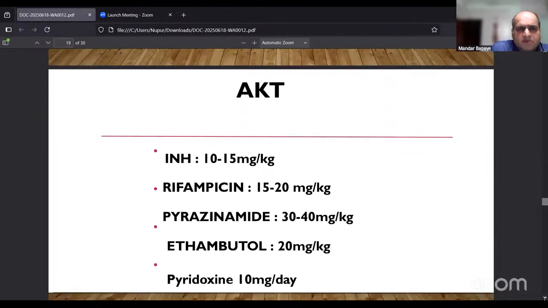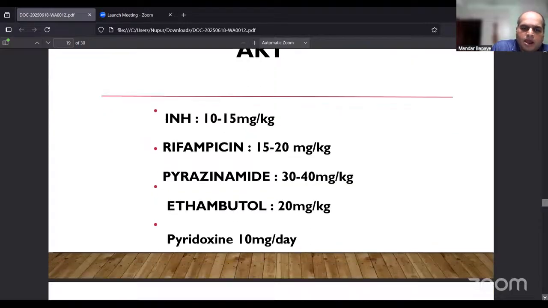So there are preparations. We talk about anti-tuberculosis treatment. Again, primary line of management: INH, rifampicin, pyrazinamide, and ethambutol. The dose, everyone knows, is 10 to 15 milligram per kilogram. 15 to 20 milligram per kilogram is rifampicin. 30 to 40 milligram per kilogram is pyrazinamide, and ethambutol is 20 milligram per kilogram. It is to be given before breakfast, and don't forget to write pyridoxine. The dose is 10 milligram per day.